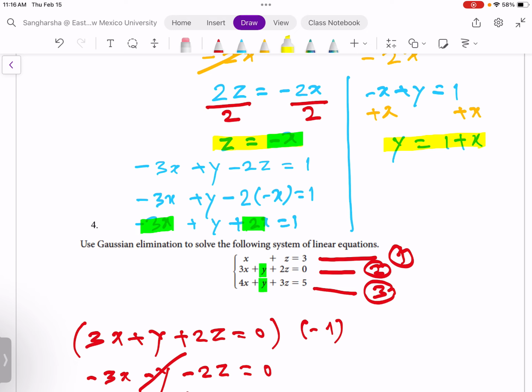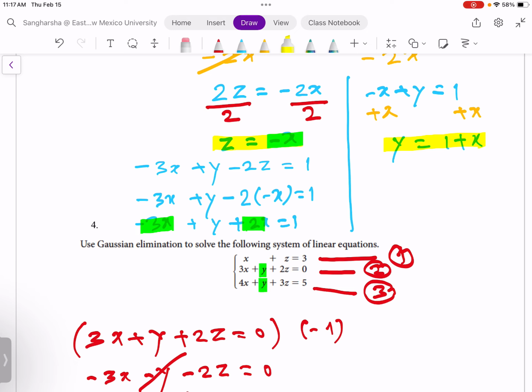Our x is a real number. We have infinitely many real numbers, right? So it depends what x you choose. If you choose x equals 0, what is our z? Z is 0. What is our y? 1 plus 0, that is 1. So (0, 1, 0) is one solution. Now if you choose x equal to a different number, you get a different solution. Since x is a real number, we get infinitely many solutions.